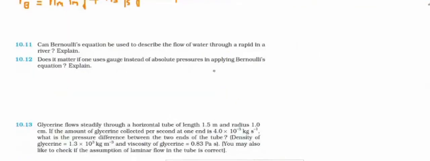Next, question 11. Can Bernoulli's equation be used to describe the flow of water through a rapid in a river? Explain. No, because Bernoulli's theorem is applicable only for streamline flow. A flow of river in a rapid is not streamline, therefore it is not applicable. Question 12. Does it matter if one uses gauge instead of absolute pressures in applying Bernoulli's equation?